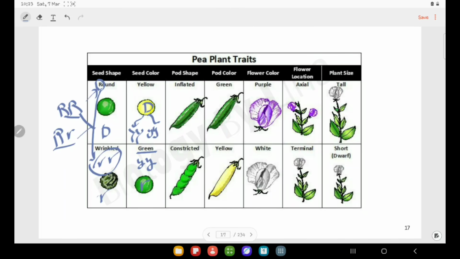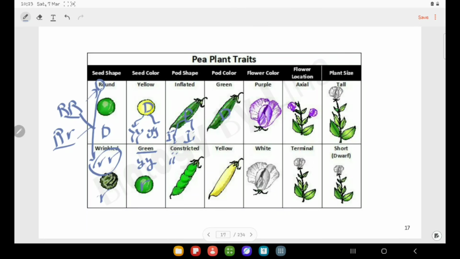The inflated pod is a dominant trait, which means the appearance of this cover of the pea plant. Because it's dominant, we have two genotypes for it. It will be either I capital I capital or I capital I small, homo or hetero. What about constricted? I can't write it as CC. We should write it as the first letter of the dominant one, so it will be I small, I small.